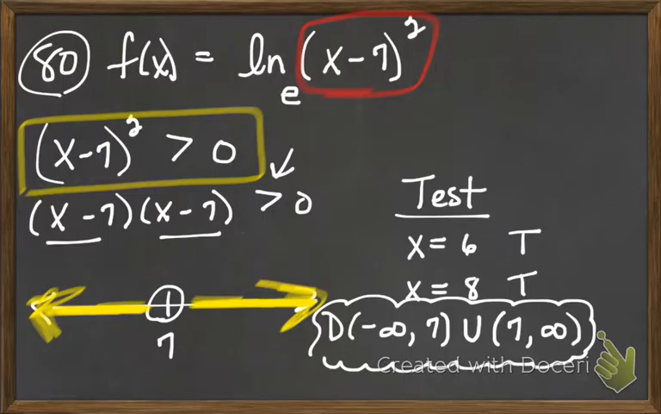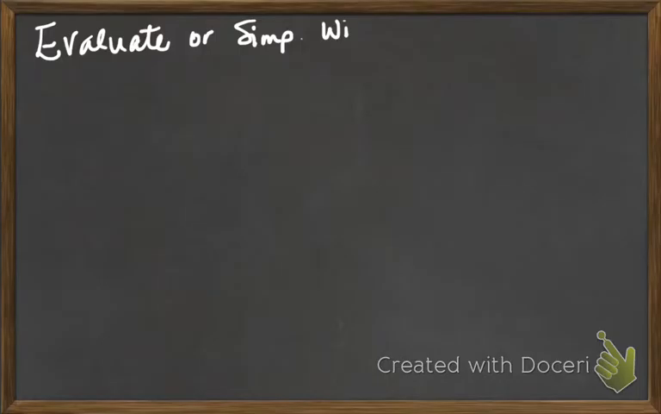All right, next set of directions. This is the set of directions all the way to the end. So you just have two sets of directions in your homework: find the domain and evaluate. So the last set of directions are going to say evaluate, and these will be fairly easy. Evaluate or simplify without using a calculator.